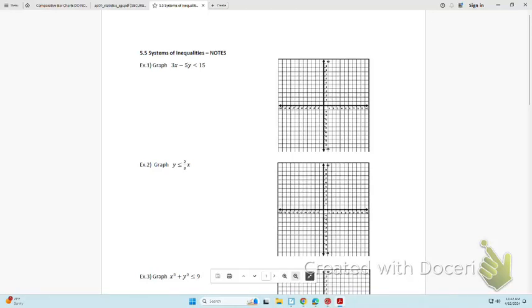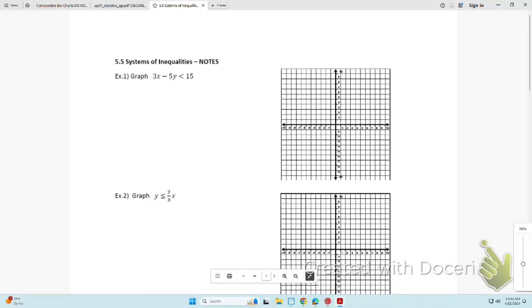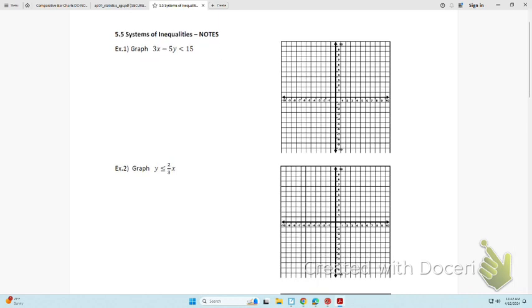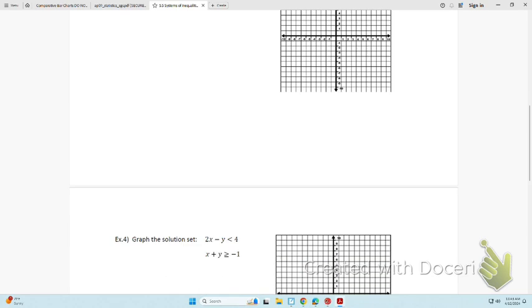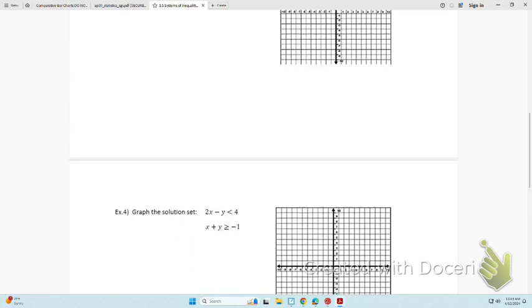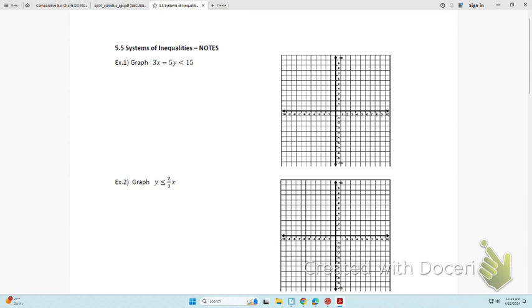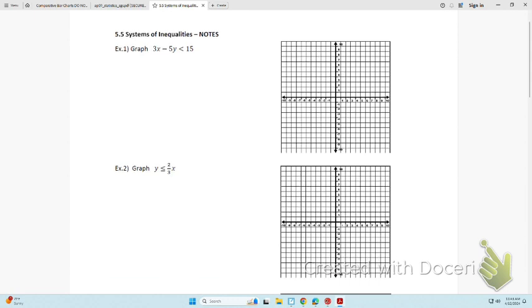In college algebra, we started 5.5, Systems of Inequalities. So on these first two, all we need to do is put it into slope-intercept form. Notice we have x to the first power, y to the first power. We don't have anything squared. It's not complex like number 3 down here, or number 5. So on these first two, these are just lines and where they cross.